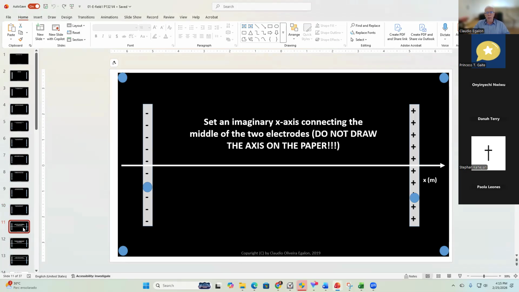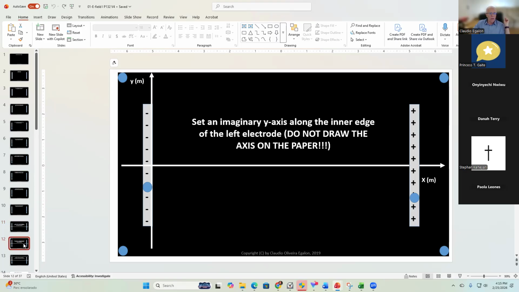What you gotta do is set an imaginary axis connecting the middle of the two electrodes. That's what I tell my students when we are doing the experiment. Don't forget that we have that grid here that I didn't draw. It would be too much work. But here you go. That would be the origin of my x-axis, and then visualize the y-axis running on the left side. Here is going to be positive x, negative y. Positive x, positive y, right?